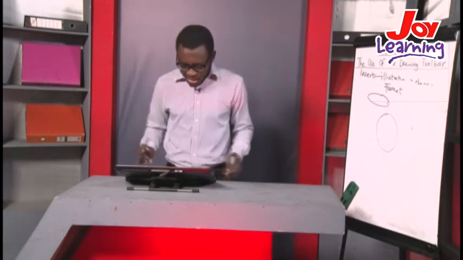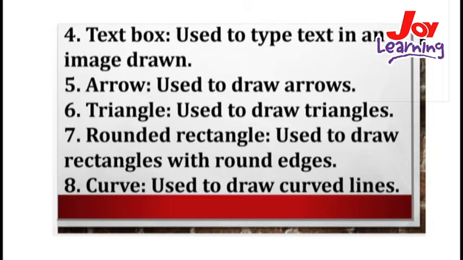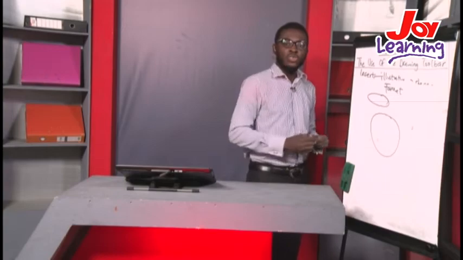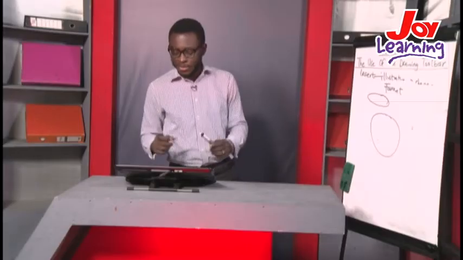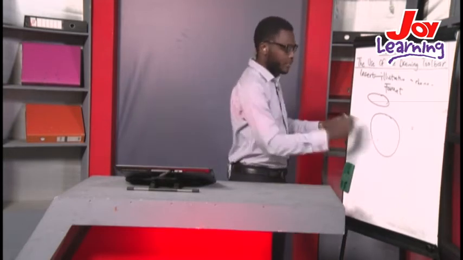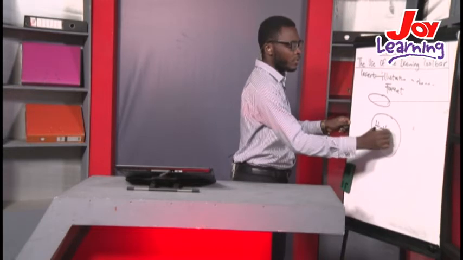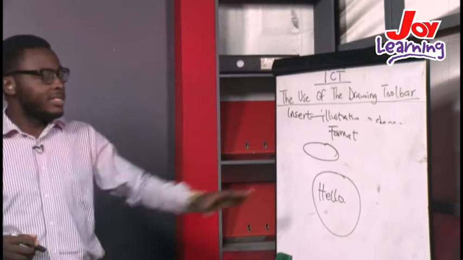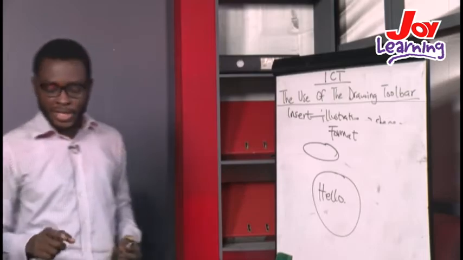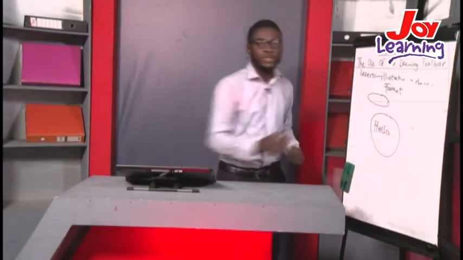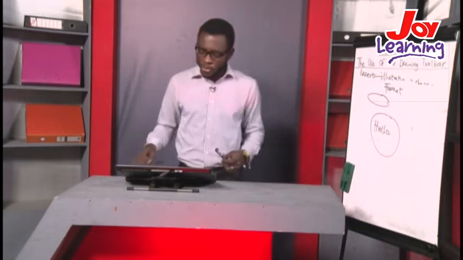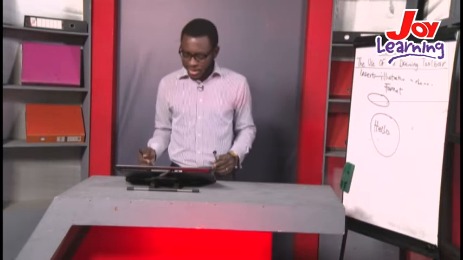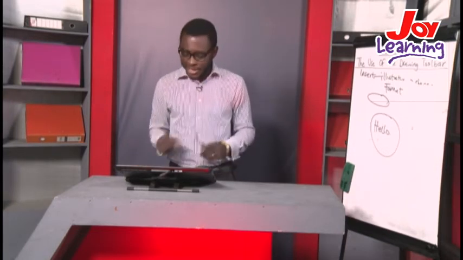Then we have the text box. The text box is used to type text in an image. Maybe you have drawn this particular circle here, and you want to type text in the image, you use the text box. Maybe you want to type hello. So after selecting the oval tool and drawing the circle, you select the text box. You click inside the image, it will bring it into edit mode where you can type the text. After typing it, you just press enter. Then you have your word inserted in the image.